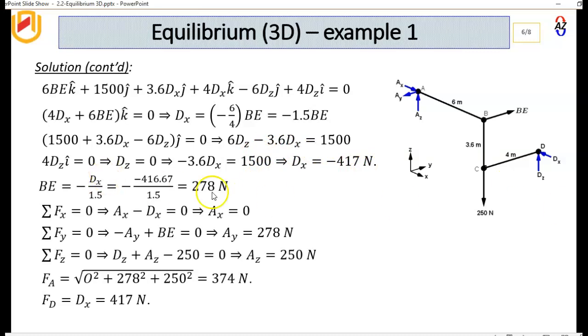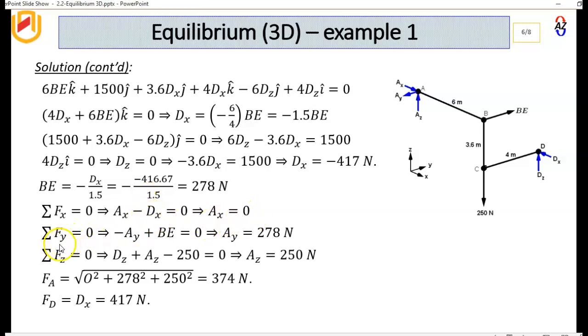Then we take the 417 into this equation, and then we can calculate BE, and it will be equal to 478. And then we take summation of moments about x. Then we're going to say AX minus DX is equal to 0. Now DX was already found to be 0, which means AX is also 0.